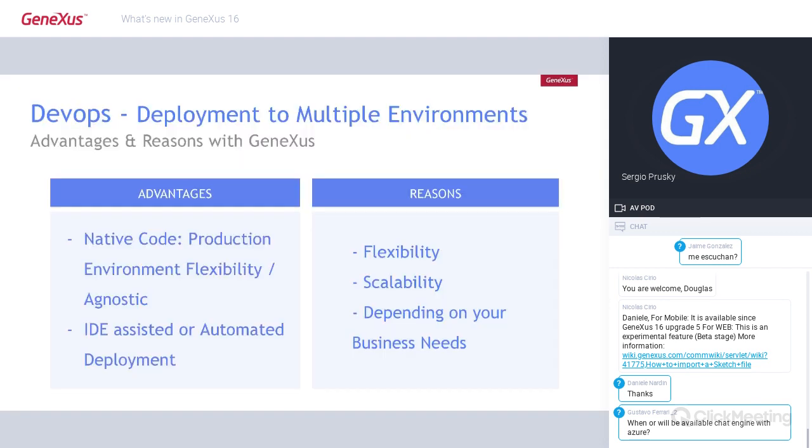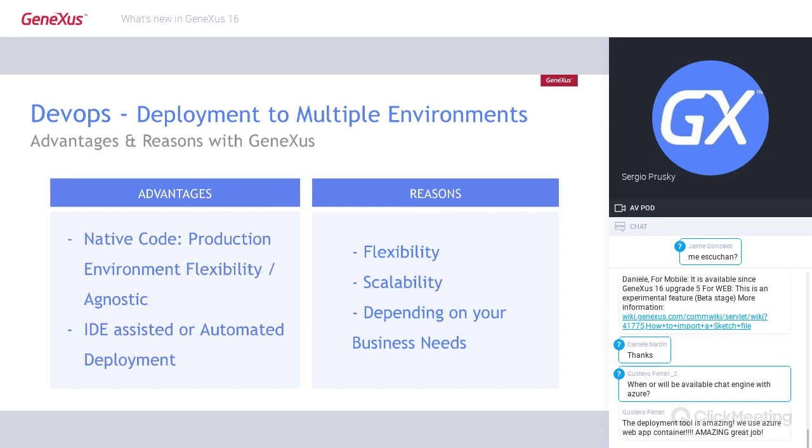So DevOps, again: scalability, consistency, and avoiding manual errors would be the main things that we want to achieve here.